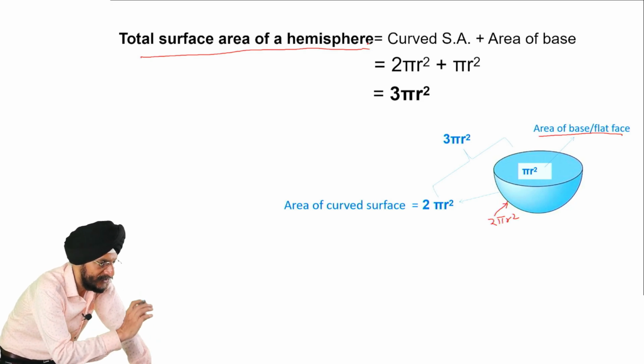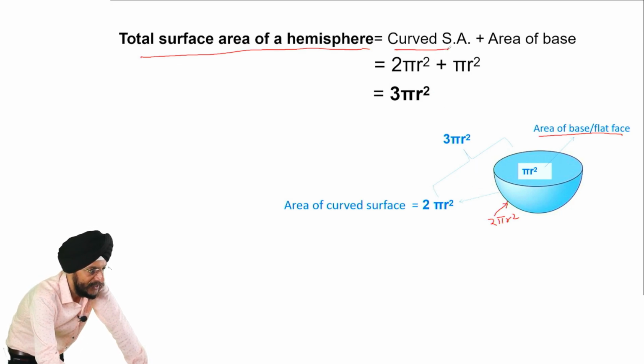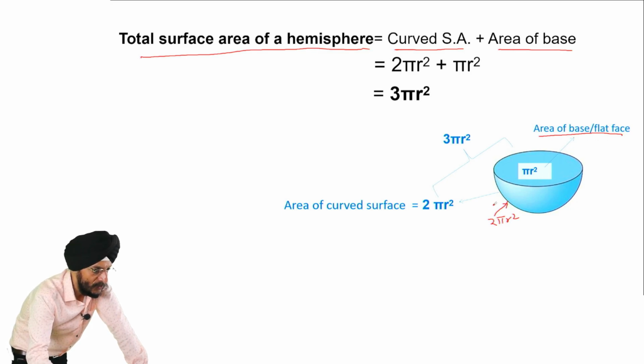In other words, we can say that in the case of total surface area, we include the curved surface area as well as the area of flat face or base. So this is 2 pi r square and this is pi r square, and we combine both and we arrive at 3 pi r square.